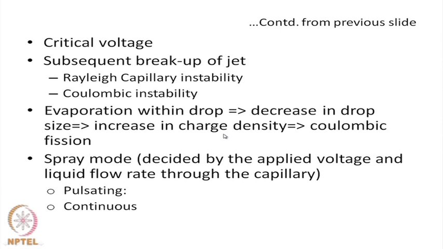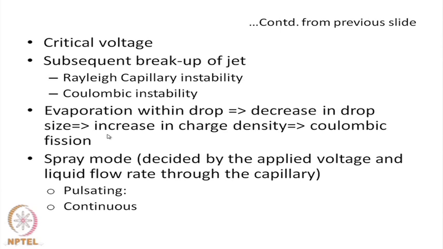So, once the drop forms, it could be that the drop has formed by the first type of instability, but with evaporation there is a decrease in drop size, and then there would be an increase in charge density. So, there would be further Coulombic fission, that means further breaking of drops. So, this evaporation is the cause here, and you have to make note of that.